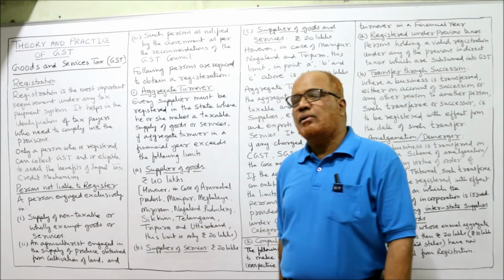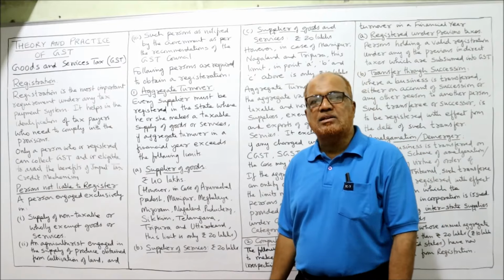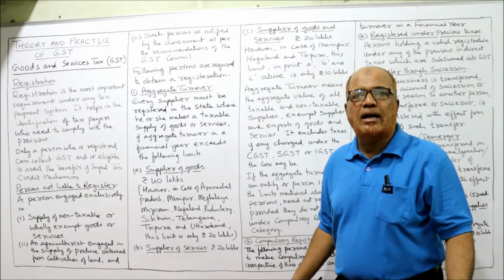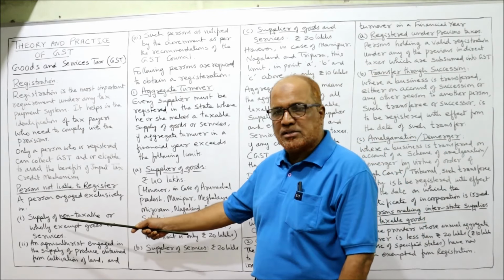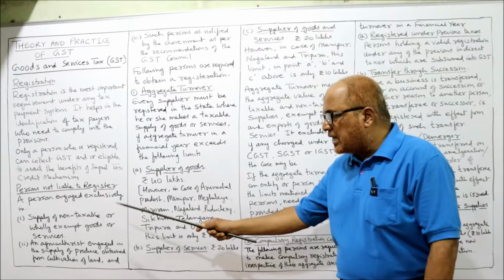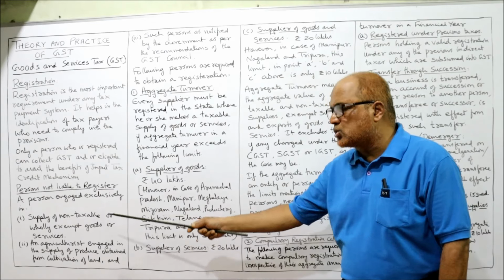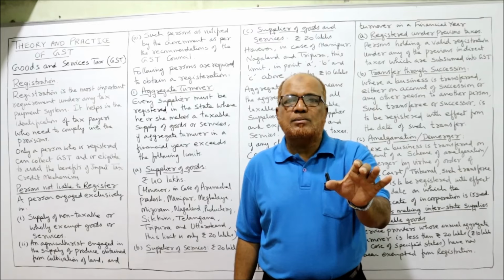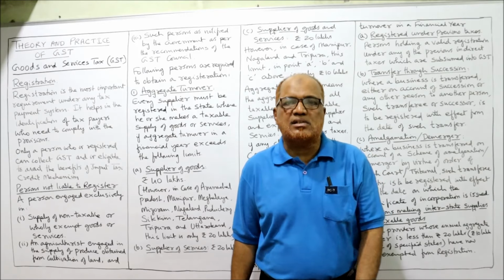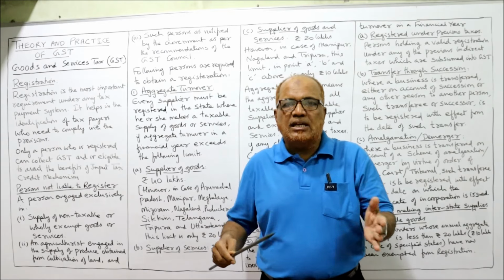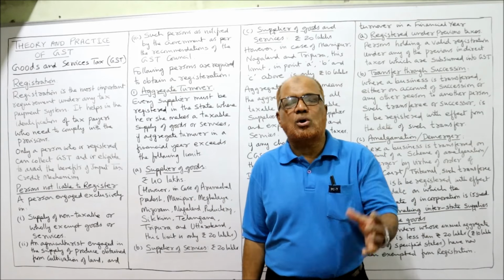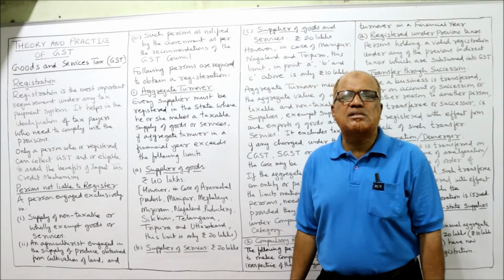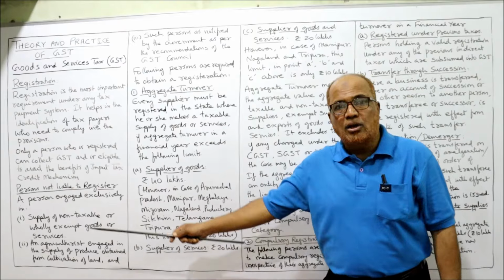Now, persons not liable to register. The GST Act has specified some persons who are not required to get their business registered. Who are those persons? First one, supply of non-taxable or wholly exempted goods or services. The GST Act has specified some non-taxable goods or non-taxable services. So if a business deals in those, it is not compulsory to get the business registered.